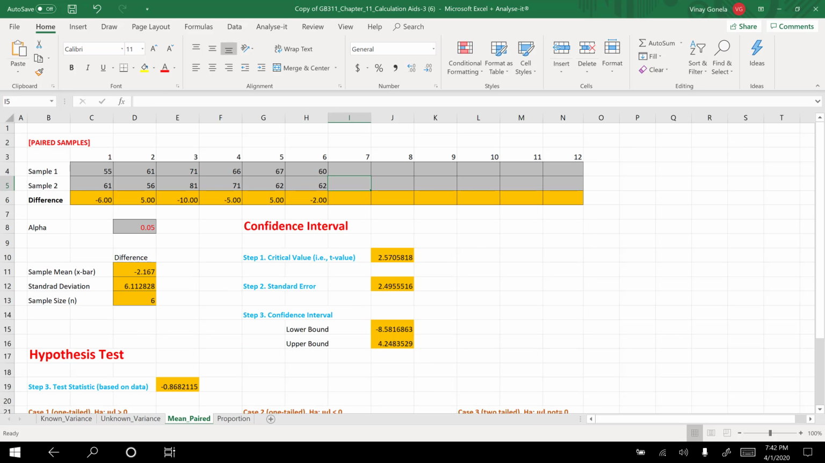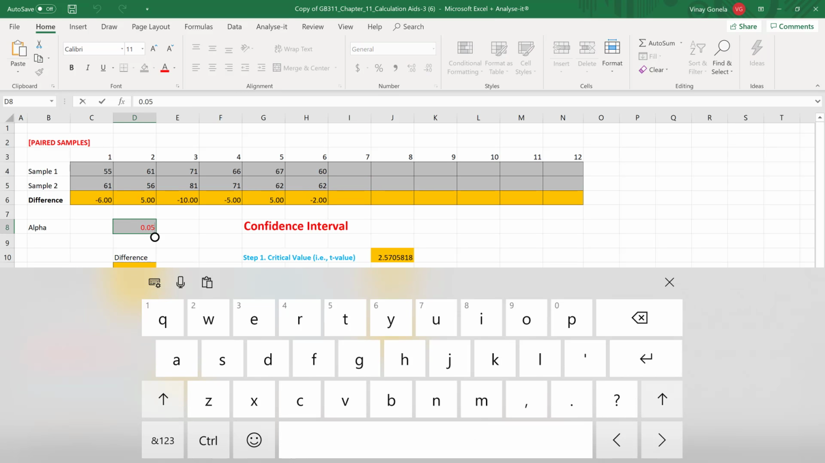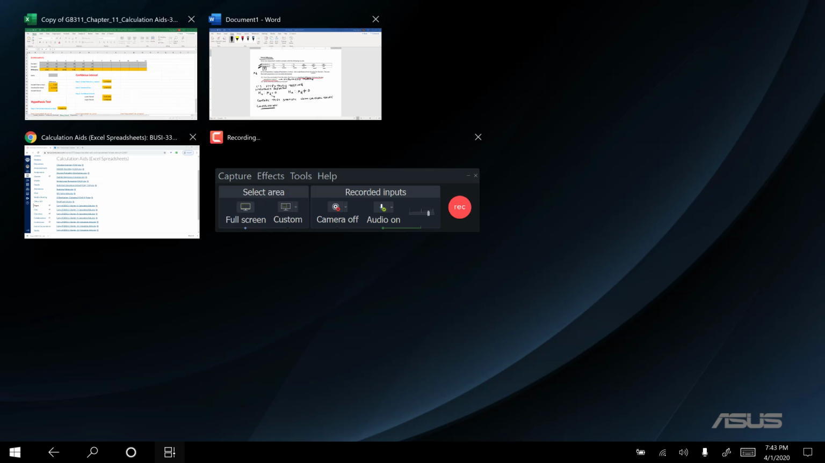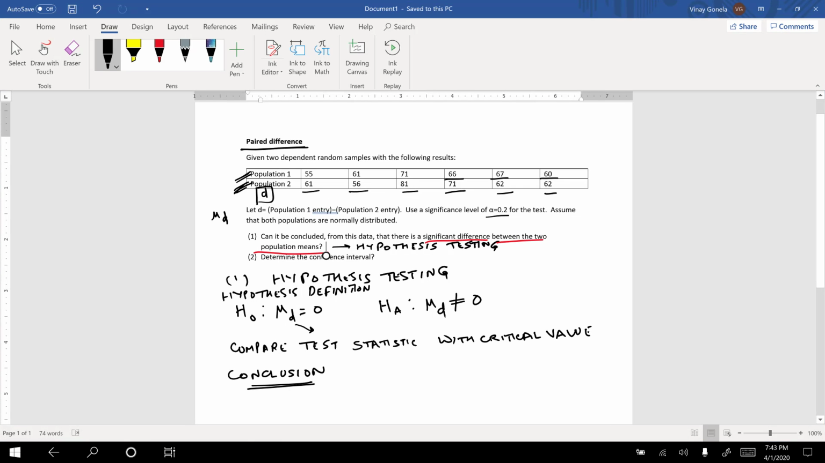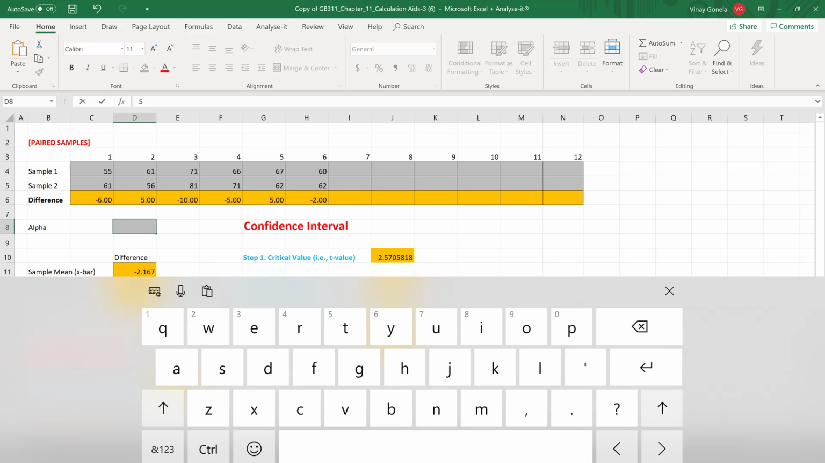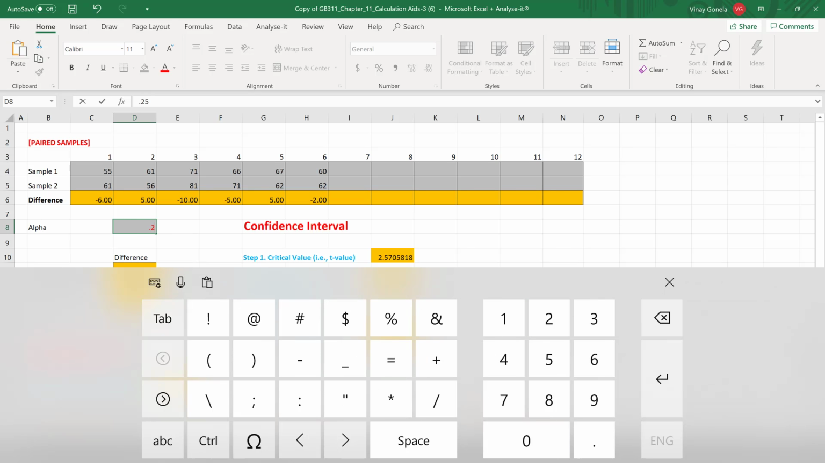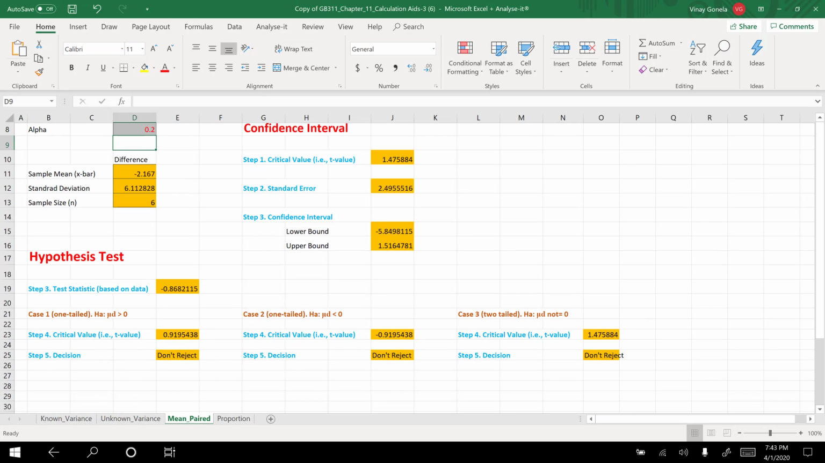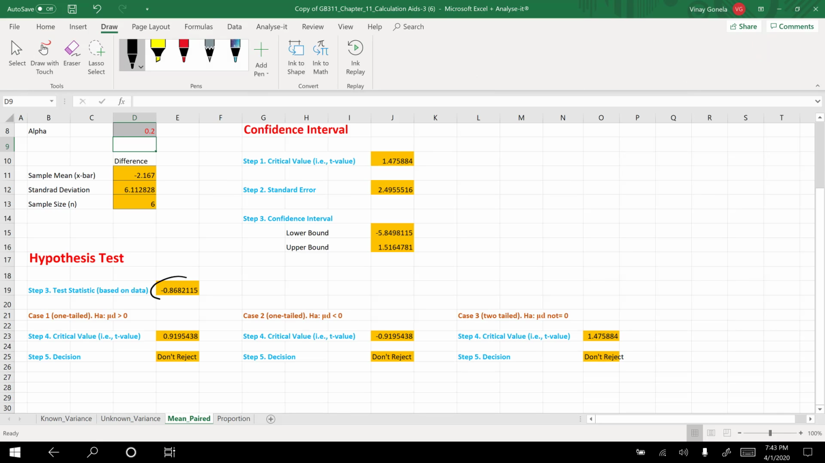And then we need to enter what is our alpha. So let's see what alpha they gave. The alpha given is 0.02. So I will enter 0.02 and hit enter. So if you see, the test statistic value is negative 0.8682. So now which one to use, case 1, case 2, or case 3?